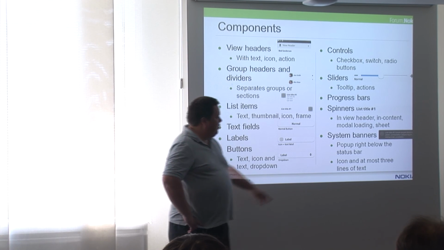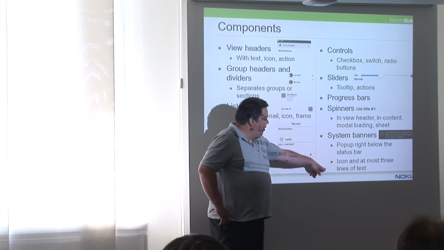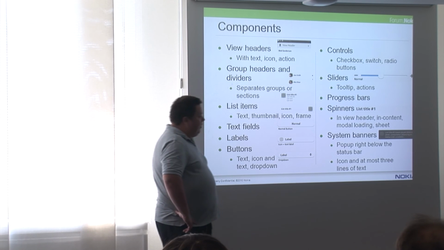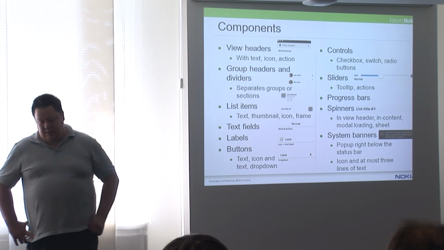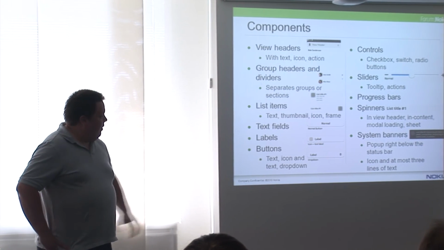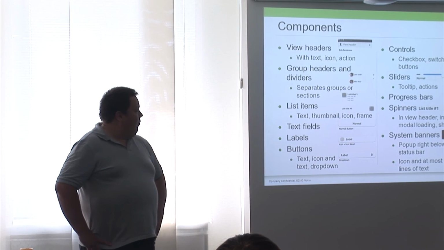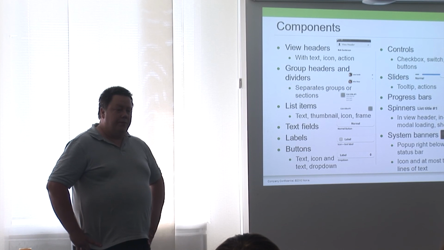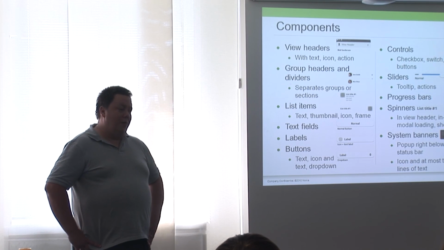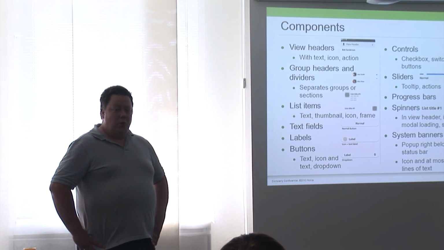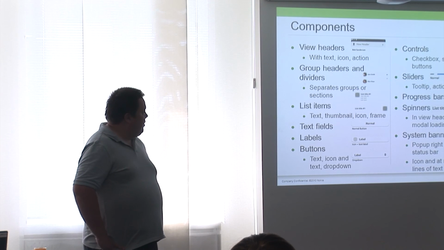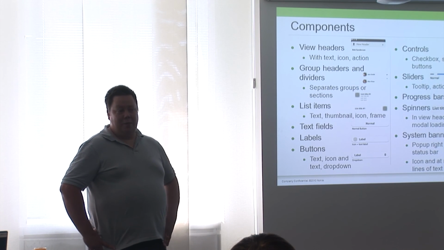Assistant banners shown below the status bar can contain icon, text, or both, and if you have text as shown there, it can be at most on 3 lines. We have a couple more, but these are the basic QML elements. These are not Qt widgets, but QML elements from which you build your application. Okay.